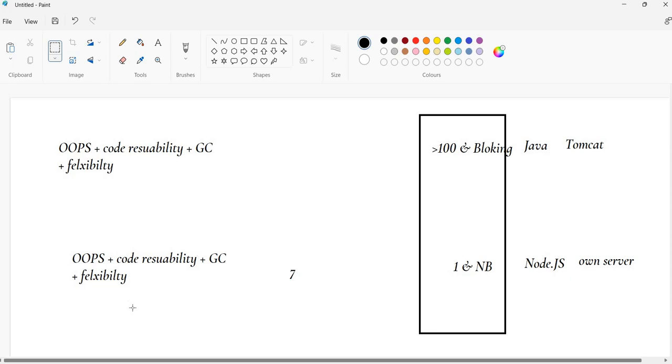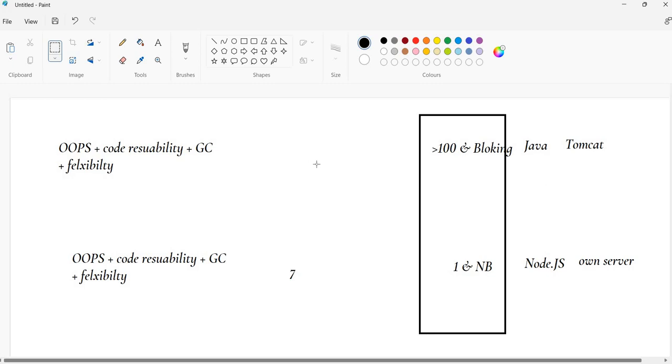Now, we need to understand one important thing. If you understand that, then we will understand in which situation we should go with Node.js and which situation we should go with Java. Because up to this point, we will think, if Node.js is working very fast, why do we need to learn Java, right? Normally, we will get that thought.